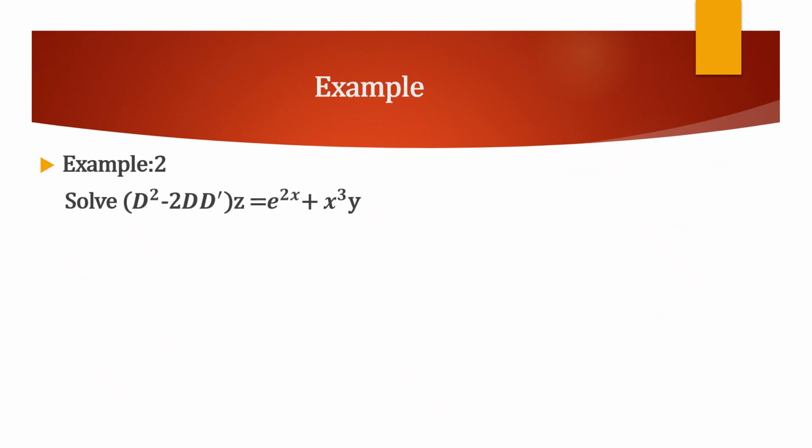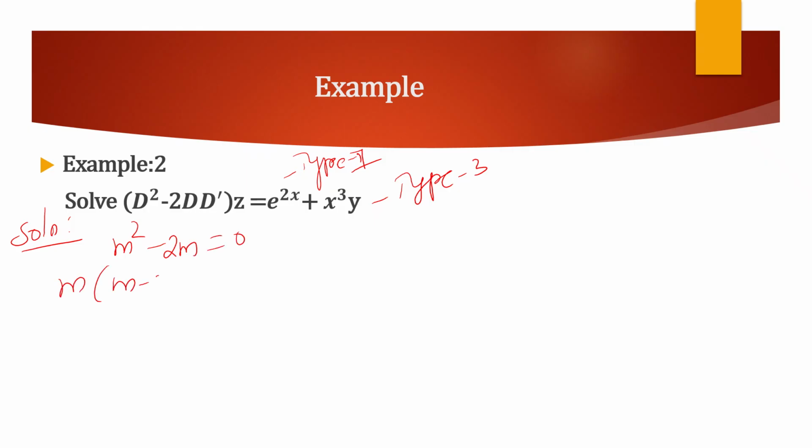So this is our second example. On the right hand side we have two functions. One is a type 1 function and the second one is a type 3 function. So now, as usual, we are going to find the complementary function first. For that we consider the left hand side, and in that we replace D by m and D dash by 1. So it is m square minus 2m is equal to 0. Taking m outside, we get m(m minus 2) is equal to 0, and from this we get the roots as 0 and 2.